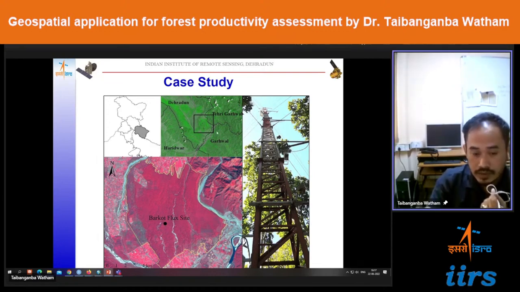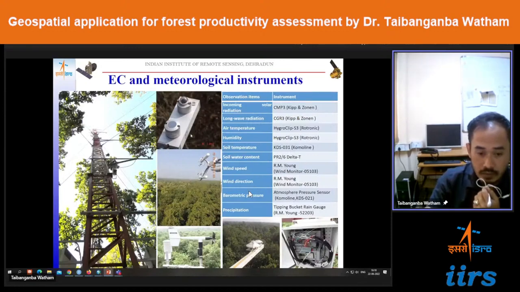So for the latter portion of this presentation, I will be mostly focusing on this forest, that is the Barkot forest, which is near Haridwar and Rishikesh. There IIRS has a flux monitoring site, or the eddy covariance site, with a 50-meter tall tower. We have been monitoring this site for quite a long time. Then we have the amount of carbon exchange that we have already estimated, yearly and monthly, how it changes, and the different meteorological sensors, like the incoming solar radiation in 4 components, that is pyranometer and pyrgeometer.